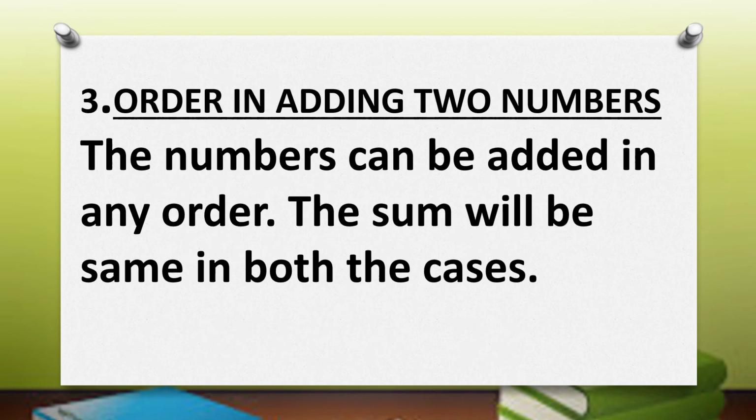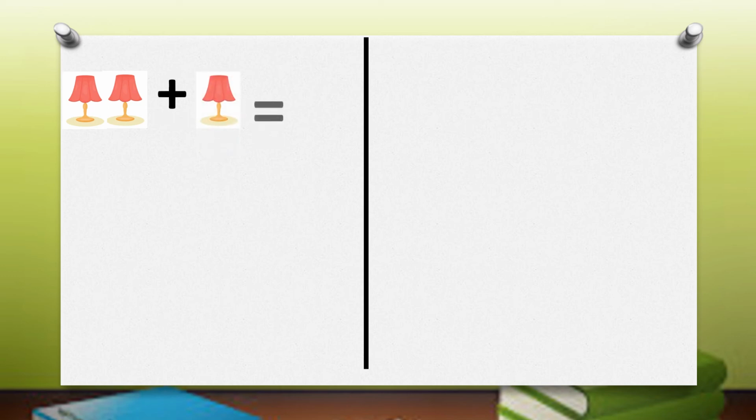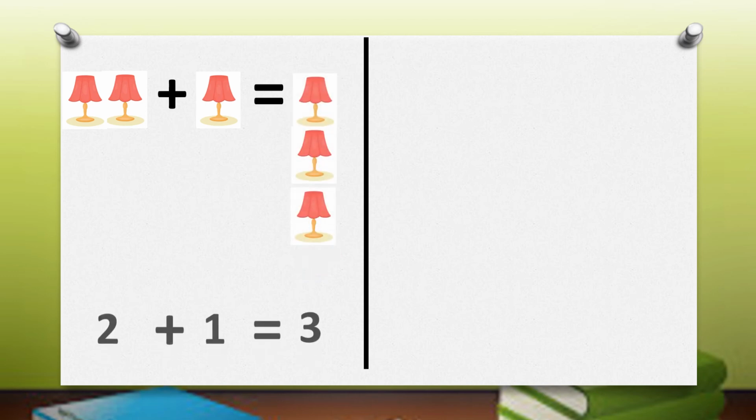The third property of addition is the order in adding two numbers. The numbers can be added in any order. The sum will be the same in both the cases. Now let's have a look at some examples. In this example, there are two lamps plus one more lamp, which is equal to, now let's count the lamps all together. 1, 2, 3. So there are 3 lamps. So 2 plus 1 is equal to 3.